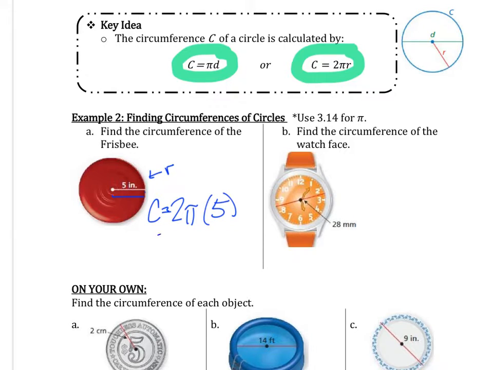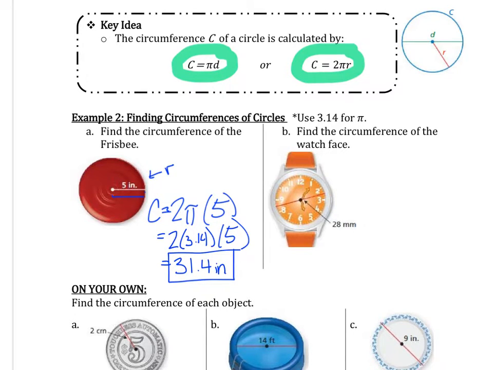Now you're more than welcome to just plug this all into your calculator. Again, we are using 3.14 for pi, so if you just do 2 times 3.14 times 5, we're going to end up with a circumference of about 31.4 inches. Now, because we're talking distance, your unit should just be in inches or centimeters or feet. You shouldn't see any squared or cubes attached to your units.